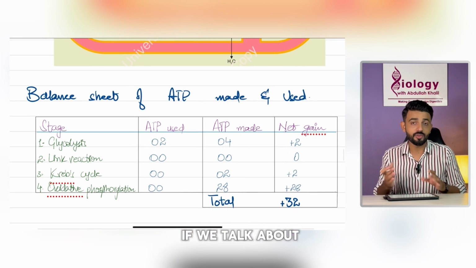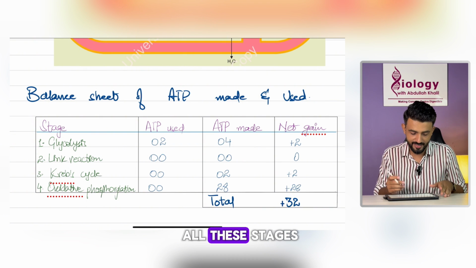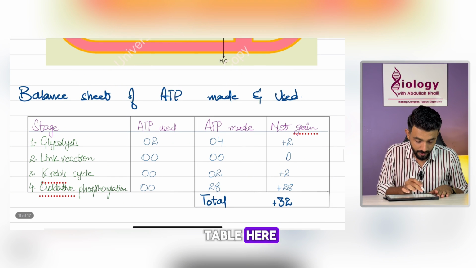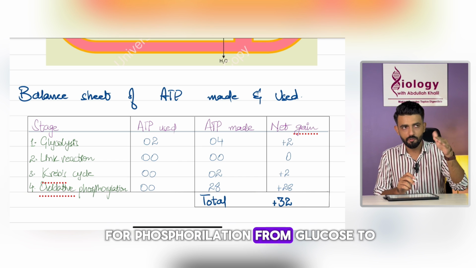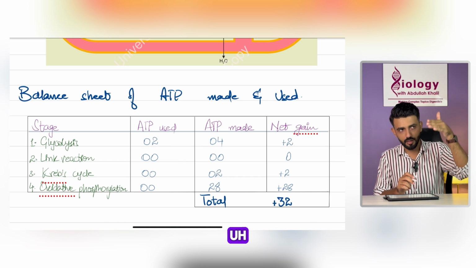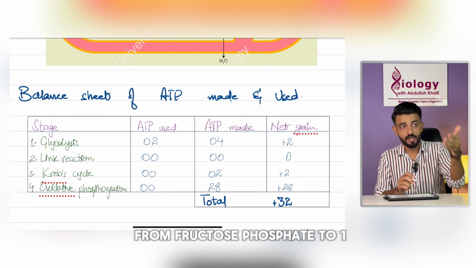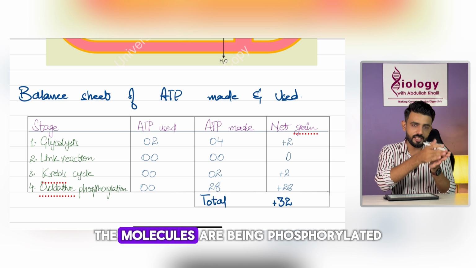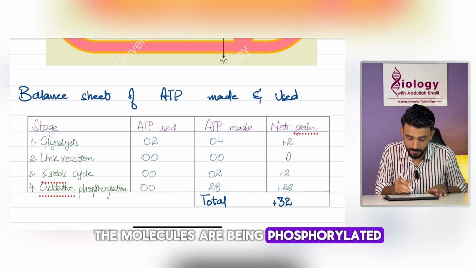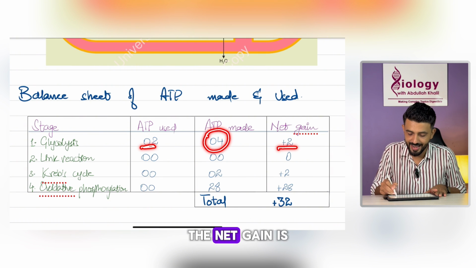And if we talk about the ATP, the number of ATPs used and made during all these stages, you will see a table here. During glycolysis, 2 ATPs are used for phosphorylation from glucose to fructose phosphate, and then from fructose phosphate to 1,6-fructose bisphosphate, the molecules are being phosphorylated. So 2 ATPs are used. In total, 4 ATPs are made. The net gain is 2.